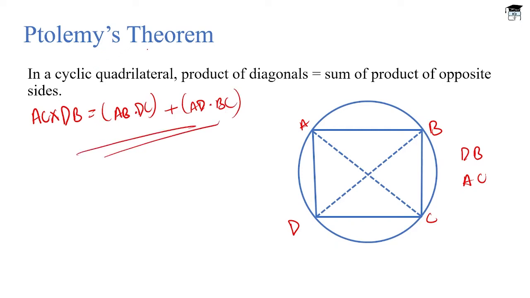So by Ptolemy's theorem, what we say is that AC is a diagonal and DB is also a diagonal. These are the two diagonals. So the product of these diagonals is equal to the sum of the product of opposite sides. The opposite sides would be AB and DC. So AB into DC plus AD into BC. So this is how we calculate the product of diagonals.